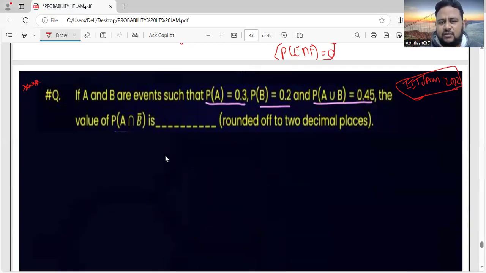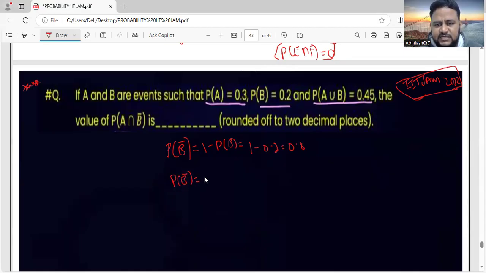So for this, first of all, they're giving B dash, right? So first of all, let us find out probability of B naught or B dash. It is nothing but 1 minus probability of B. Observe carefully. 1 minus probability of B, which is 0.2, so we get 0.8. So we got probability of B naught as 0.8.